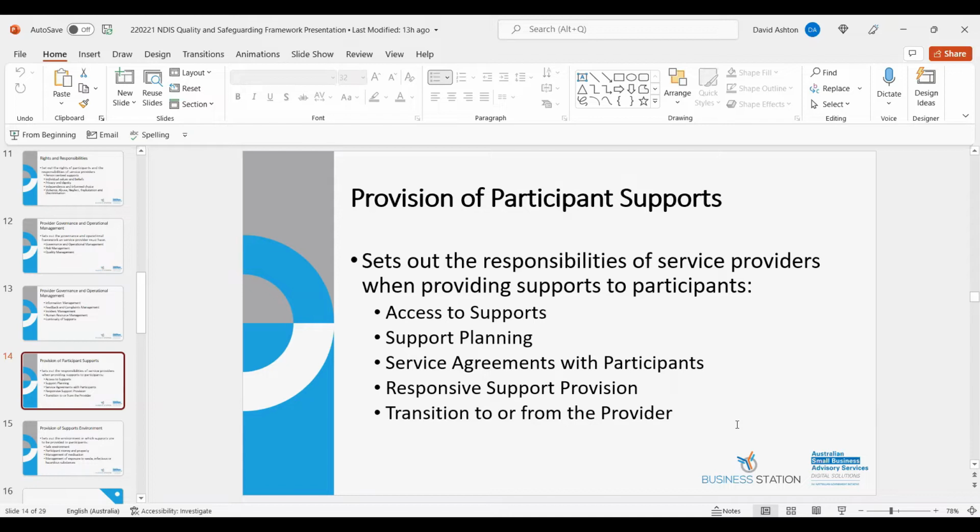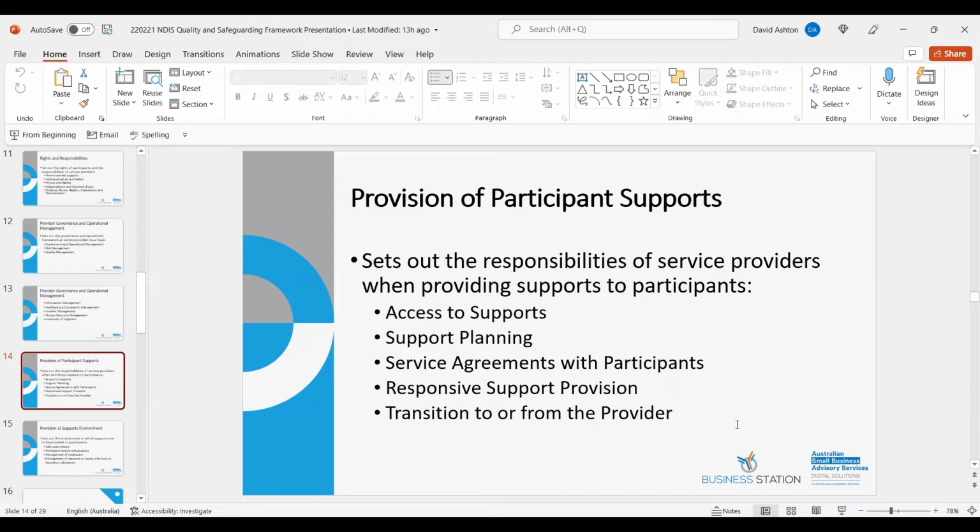So responsive support provision. So each participant accesses responsive, timely, competent and appropriate supports to meet their needs and desired outcomes. So look at least intrusive options, developed through collaboration involving the participant, and that your workers are appropriately trained and understand the participants' needs and preferences.